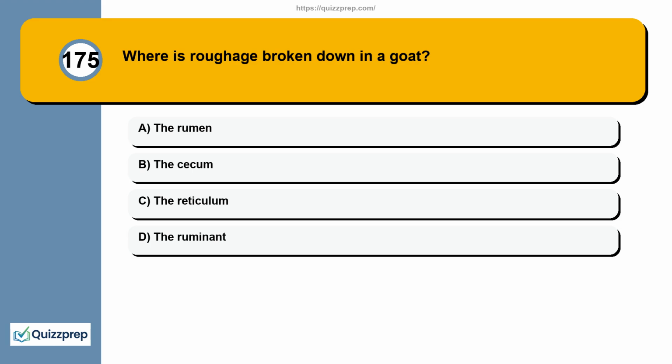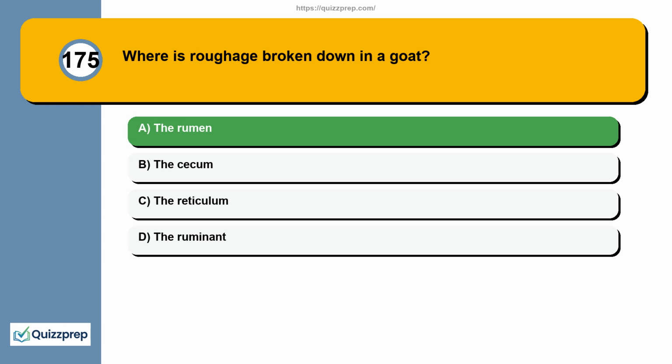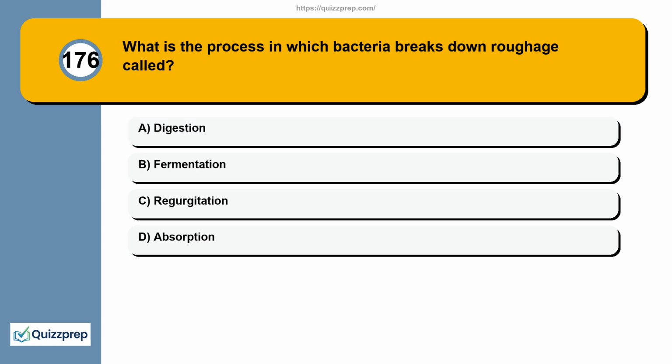Option A. The rumen. Option B. The cecum. Option C. The reticulum. Option D. The ruminant. The correct answer is option A. The rumen. Question 176. What is the process in which bacteria breaks down roughage called?